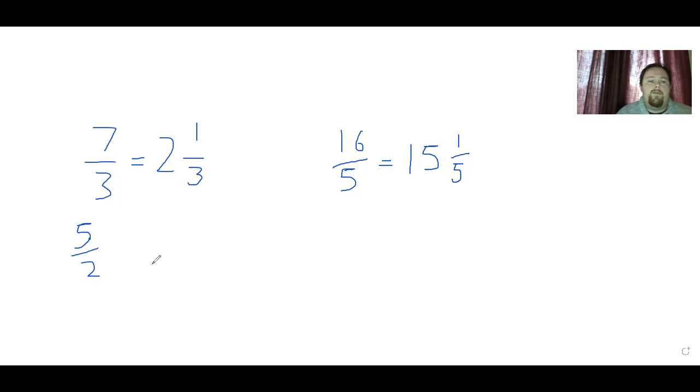Okay, so let's see what's involved with this one. We need to think again, how many times does 2 go into the top number? 2 times 2 is 4, so that's 2. Again, we have 1 left over because it's 5 take away 4. The top number is 1. And the bottom fraction is 2, so we have 2 1/2.